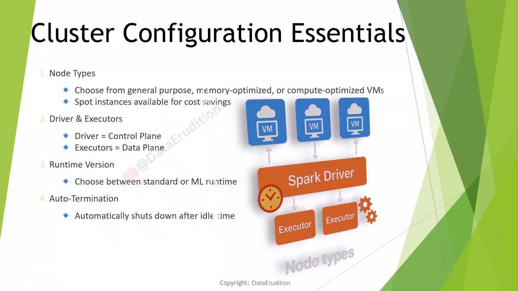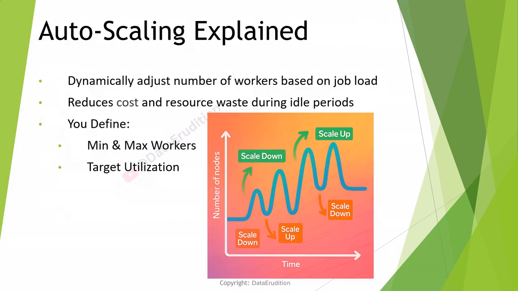Now we are going to talk about the cluster configuration. Node selection should reflect workload types: use general purpose for mixed tasks, memory optimized for join or caching heavy workloads, and compute optimized for parallel tasks like model training. I will go through more detail with the compute on the Azure Databricks portal.